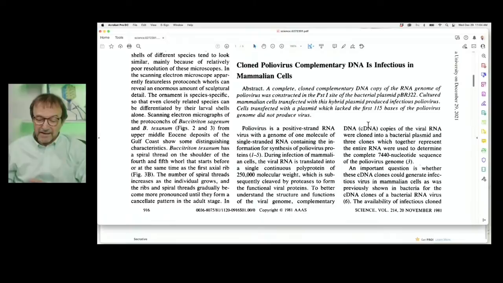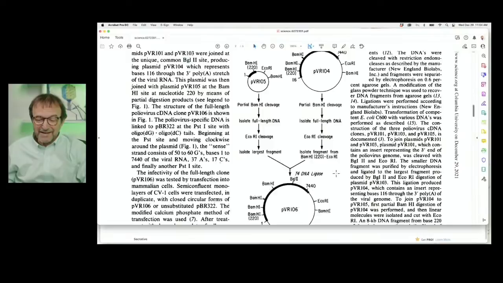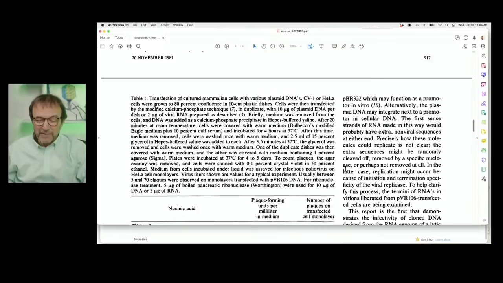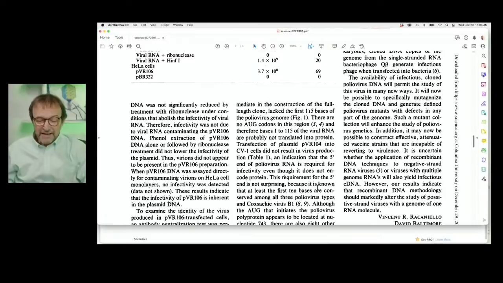This is the ultimate in simplicity. This is the Science paper. Now they've all become more fancy and elaborate and involved. But in this paper, we had one figure showing the construction of the plasmid containing the full-length DNA, which you would never publish anymore, but it was unique back then. And we had a table showing experiments with various enzymes to prove that the infectivity came from the DNA. And that's it. And then me and David Baltimore, we were the authors.